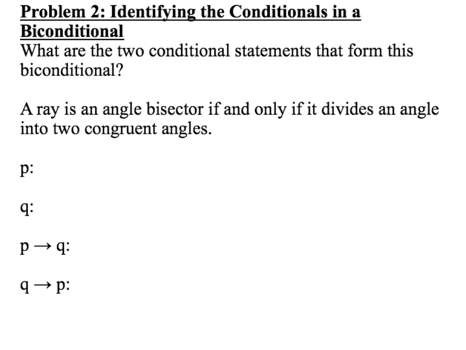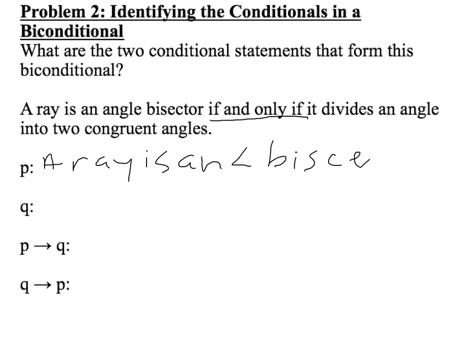Now here I already have the biconditional statement because it says "if and only if." I want to figure out what the P and Q are, and I want to write the conditional and converse statements. So the first part should always be the hypothesis. So when I'm writing my P, it would be "a ray is an angle bisector." And then my Q would be after the "if and only if": "it divides an angle into two congruent angles."